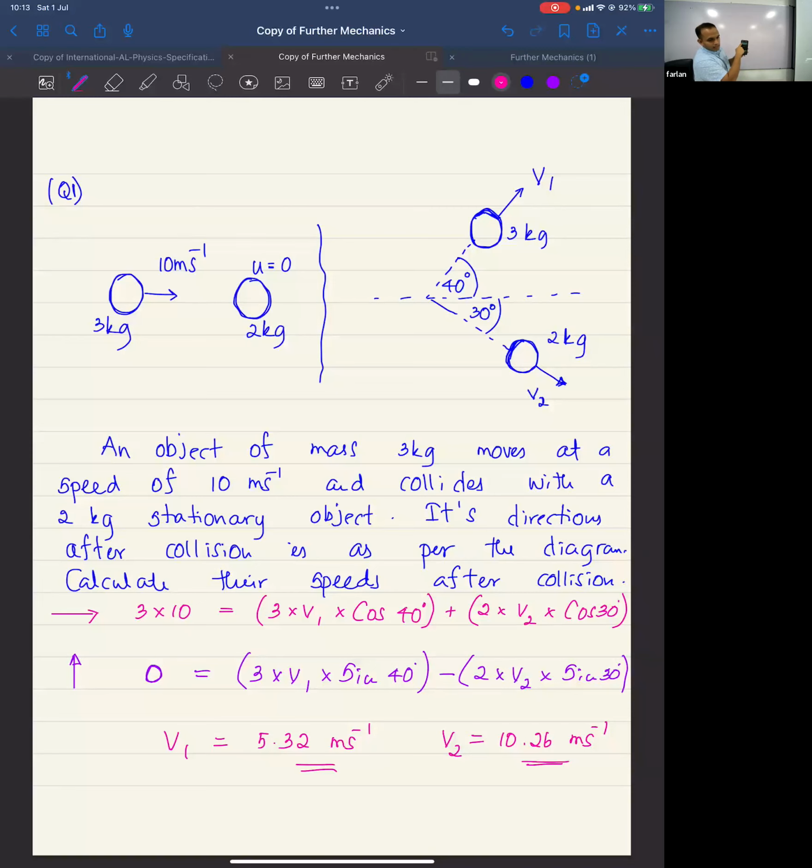The first variable that you are getting, x, is the first variable in our equation, which is v1: 5.3208 and so on. Press equal again, you will get the second variable, which is 10.26. Try again. You don't have to manually solve. Straight away you can save a lot of time.